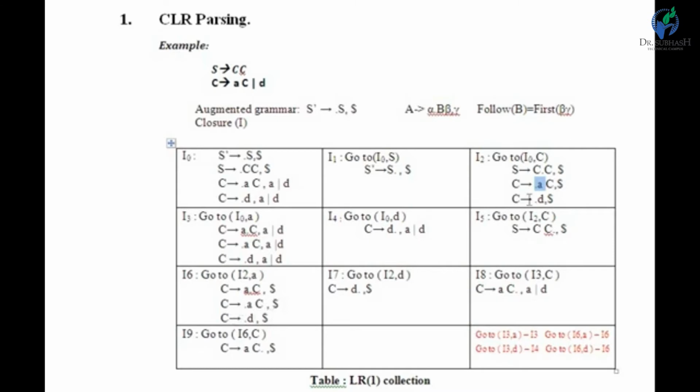Now move I2 on D. Here C gives D dot and the look ahead is dollar, so C gives D dot, comma dollar. These two items are different because their look aheads are different.